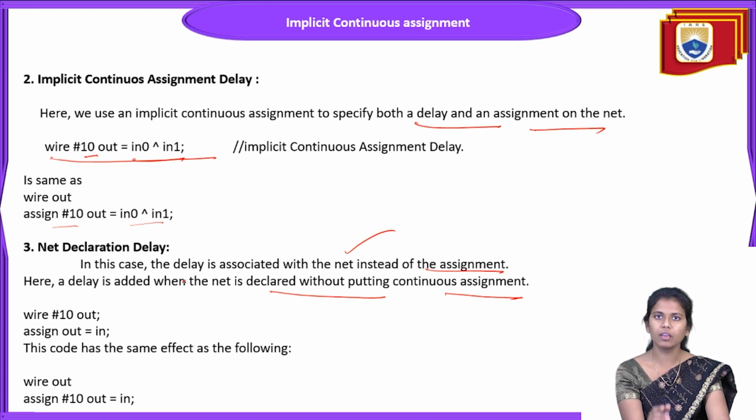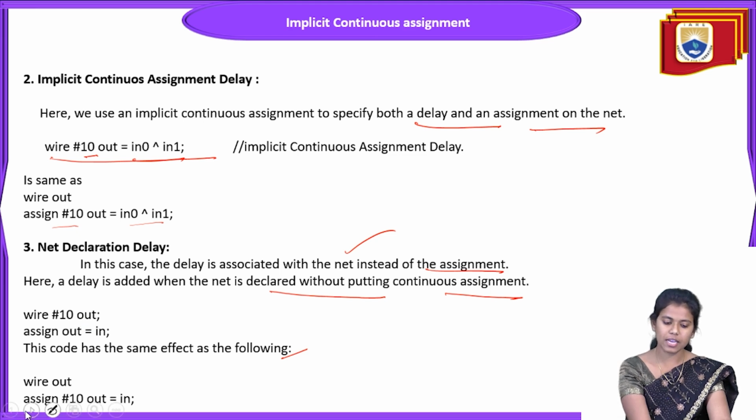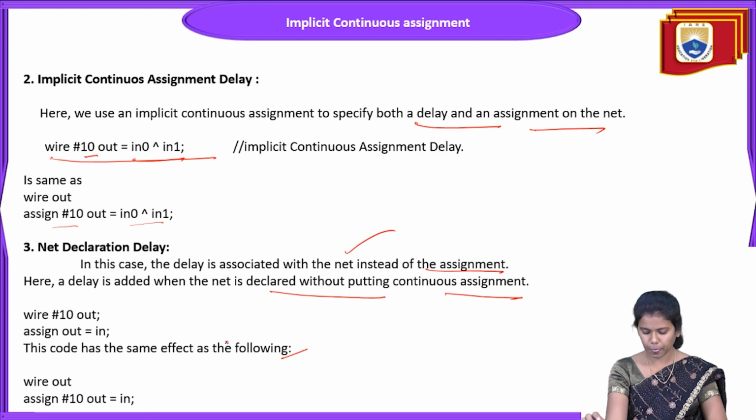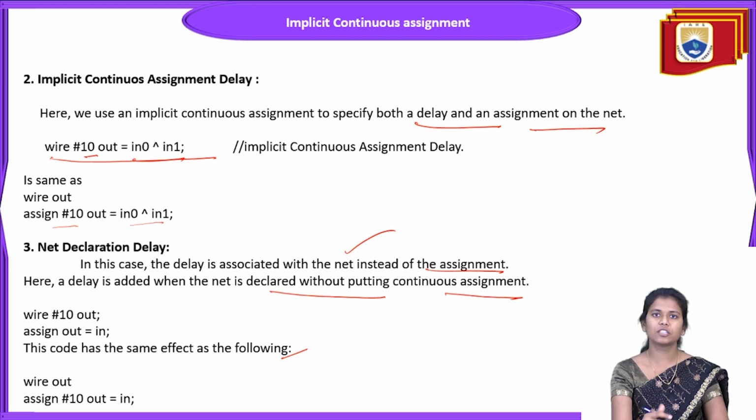So in this particular example, a wire with a delay of 10, and assign out is the output we are getting from the input, right? So assign out is equal to in. This code has the same effect as the following. If you observe the difference, the wire out carries 10 nanoseconds of delay with respect to the input. This is just the syntax declaration for the different kinds of continuous assignment statement.